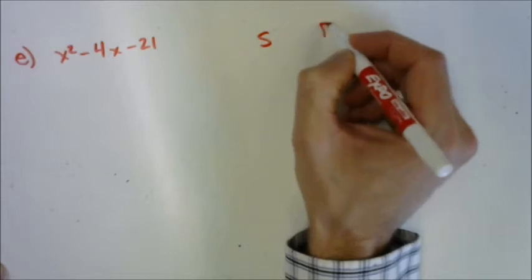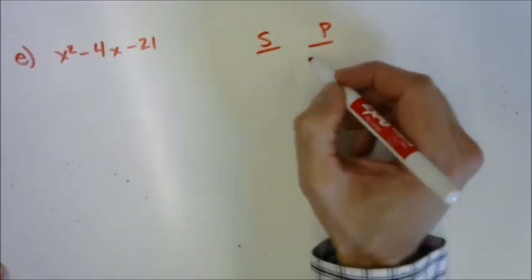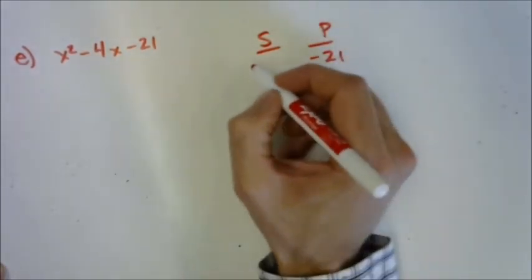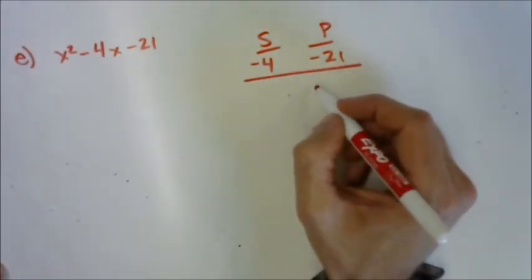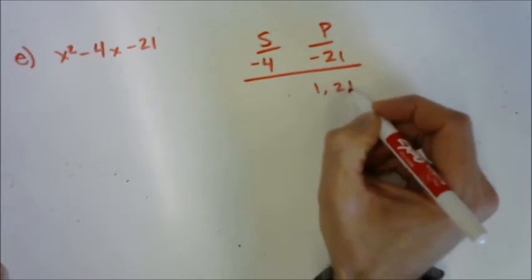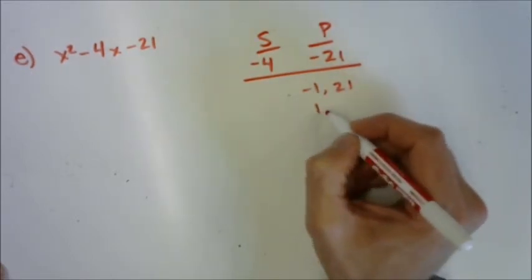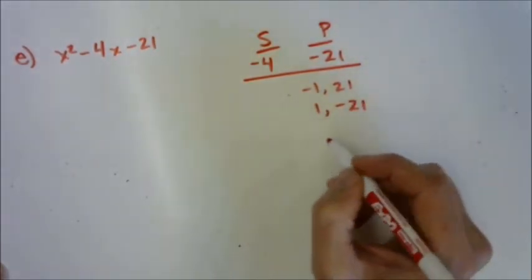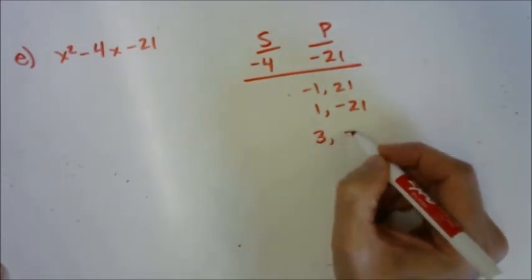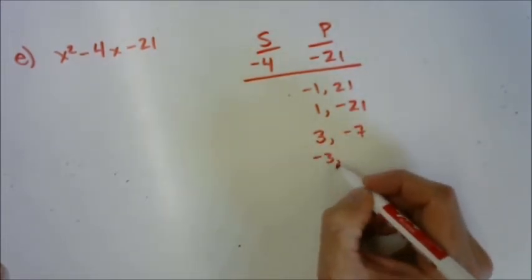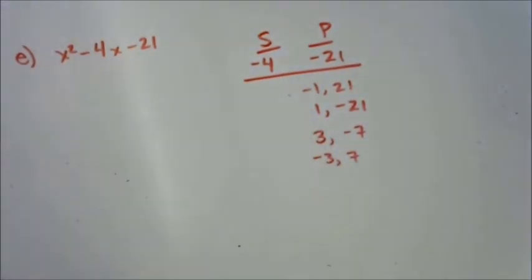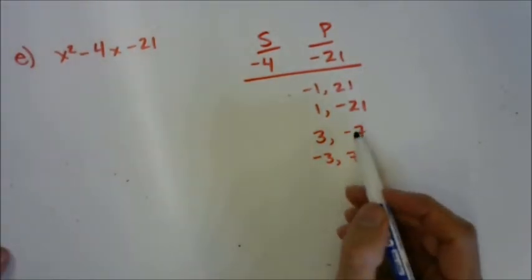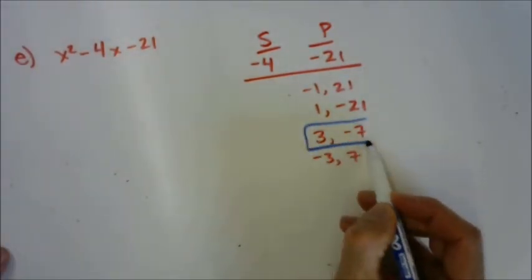And we have our sum and our product list. We're going to do the products of negative 21. They are 1 and 21, well, negative 1 and 21, or 1 and negative 21. Then we have 3 and negative 7, or negative 3 and positive 7. That's all of them. And they need a sum of negative 4. So which pair is it? It's negative 7. Yeah, the one with negative 7.